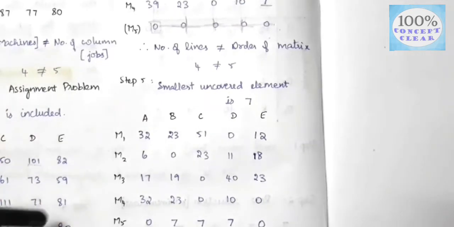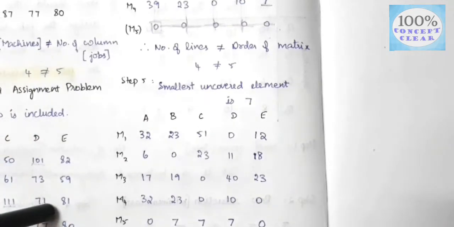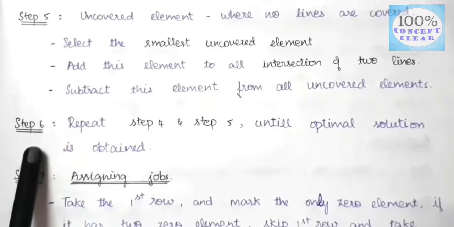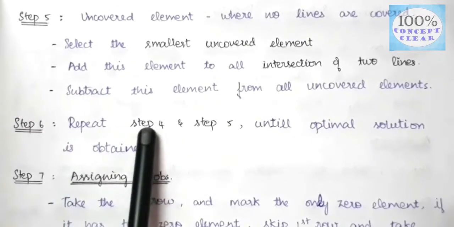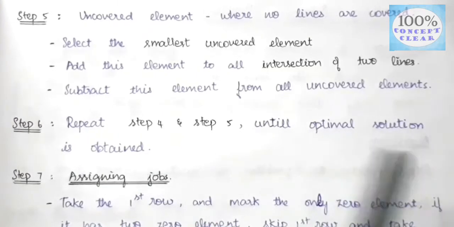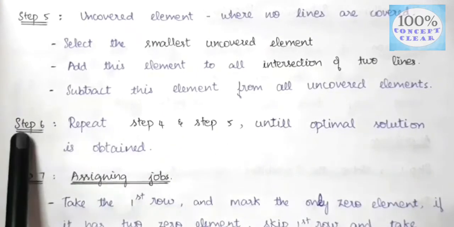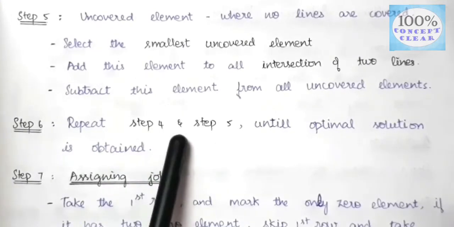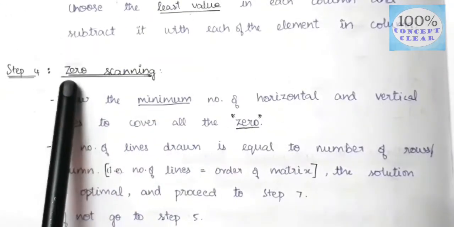Now we have completed step 5. Now check what the next step is. See the algorithm. We have completed step 5. Now check what step 6 is. Repeat step 4 and step 5 until the optimum solution is obtained. So in step 6 we have to repeat step 4 and step 5. So what is step 4? Step 4 is zero scanning.